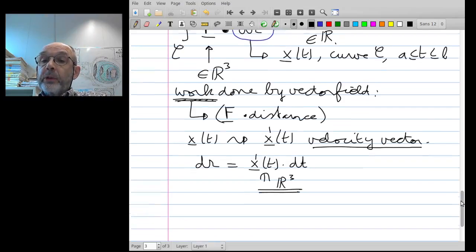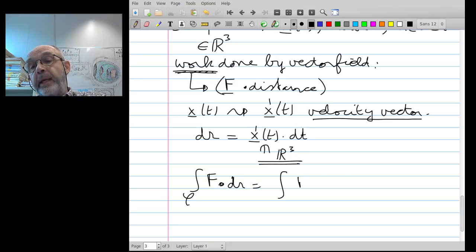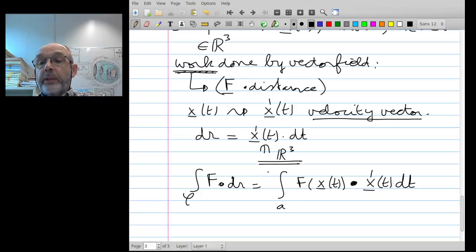Now, what is the integral if we write it out in some other way? We get the integral of f, where you fill in the points on that curve, and then you take the inner product with the velocity vector times dt, and you have your integral, and because your parameter goes from a to b, you have the integral from a to b. And be careful, this is an inner product.